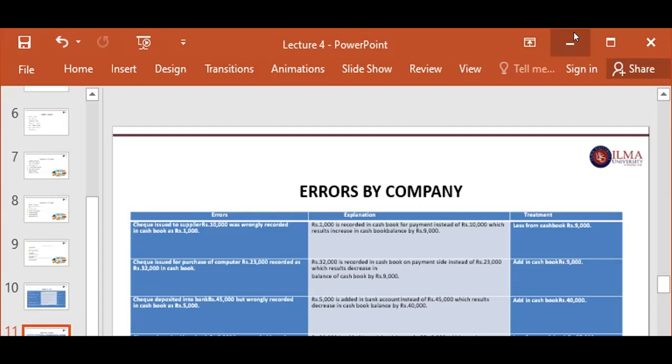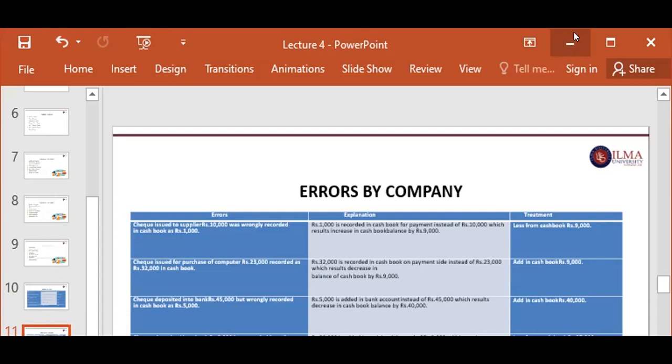Error number 1, a check issued to a supplier for rupees 10,000 was wrongly recorded in the cash book as rupees 1,000. It means that rupees 1,000 is recorded in the cash book for payment instead of 10,000, which results in an increase in the cash book balance by rupees 9,000. Treatment should be done as less from cash book rupees 9,000.